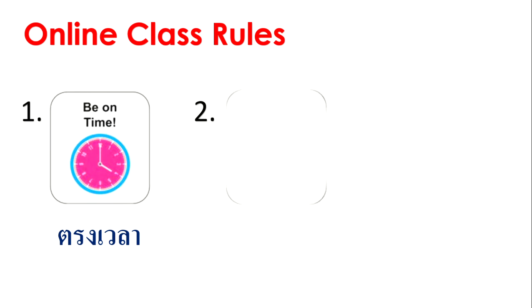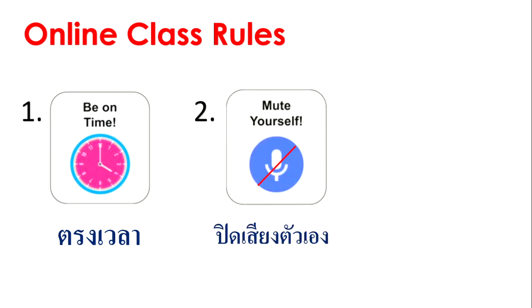The second one is mute yourself or turn off your microphone. It means when I am explaining some things, you have to mute yourself or turn off your microphone, because if everyone is talking, you will not understand what I am explaining. So you must mute yourself or turn off your microphone.